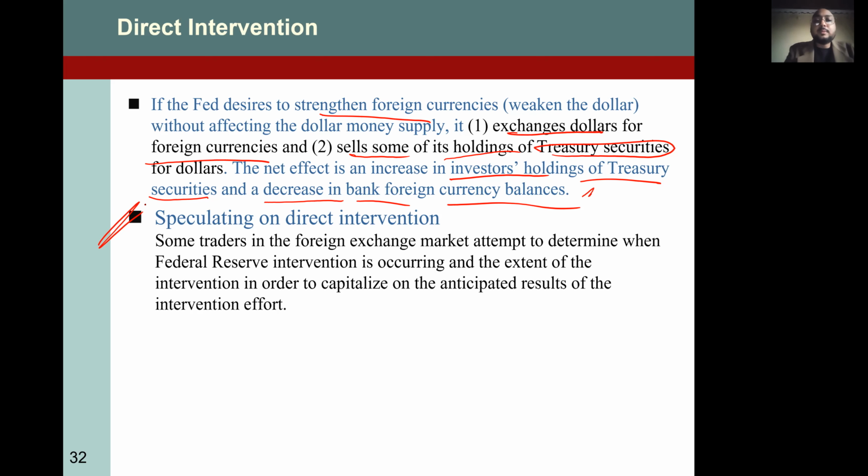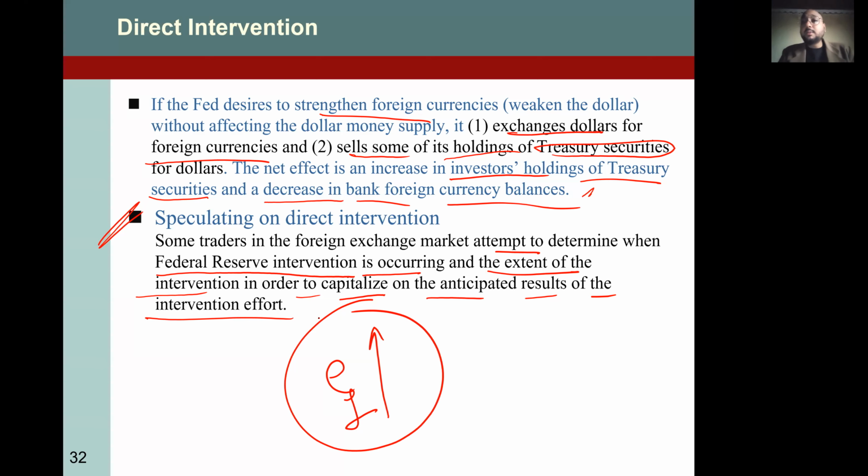Now, can you speculate? Some traders in the foreign exchange market attempt to determine when Federal Reserve intervention is occurring and the extent of intervention in order to capitalize on the anticipated results of the intervention efforts. So when they see that government is trying to increase the value of the pound, it means government is buying pounds. So before the announcement, they start gathering pounds, and when government starts to buy, they sell to the government at a higher price.